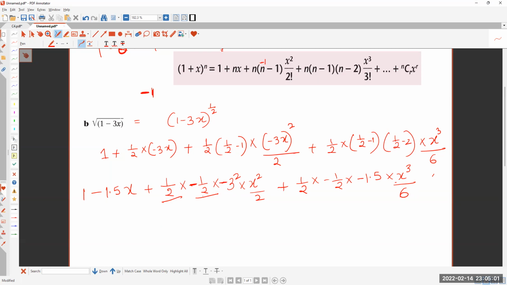So half into minus 3 into half again, minus 3 square into half again. Put this in the calculator, get the answer. Half into minus half into minus 1.5 into 1 by 6. Put this in the calculator. Just tell me the values, how much you are getting. Okay, I'll pause the recording and let me know the values.